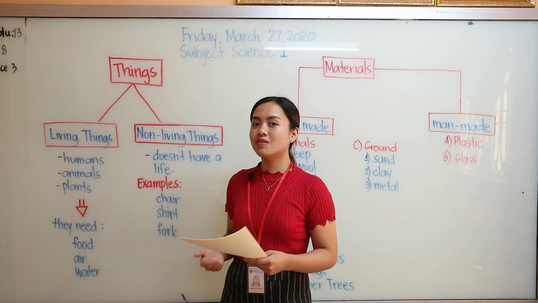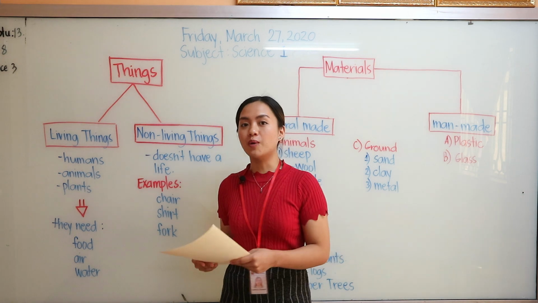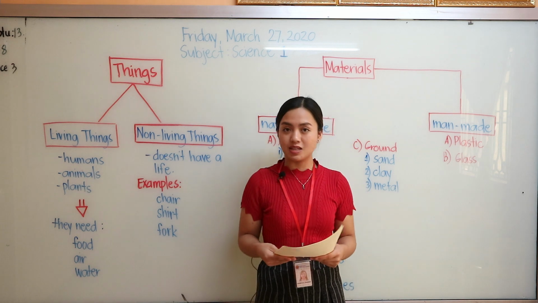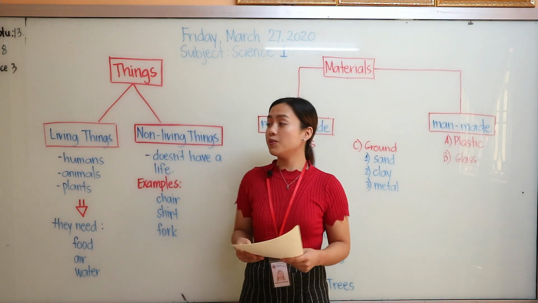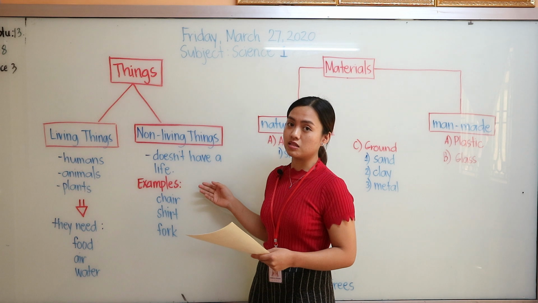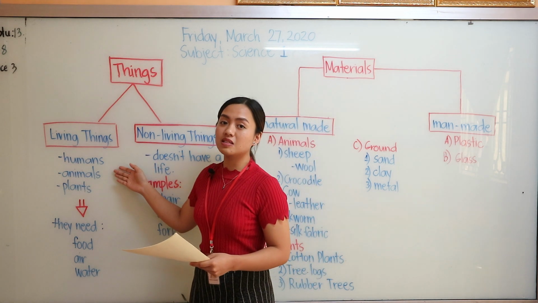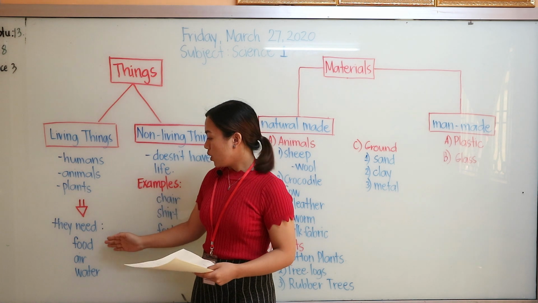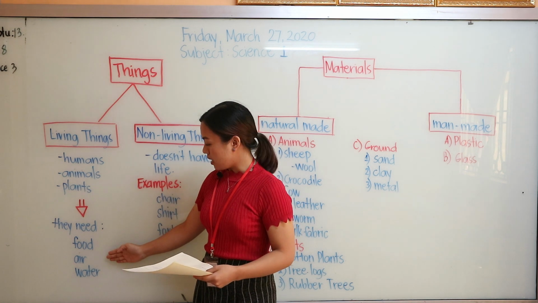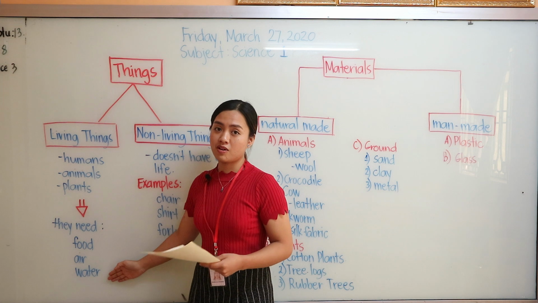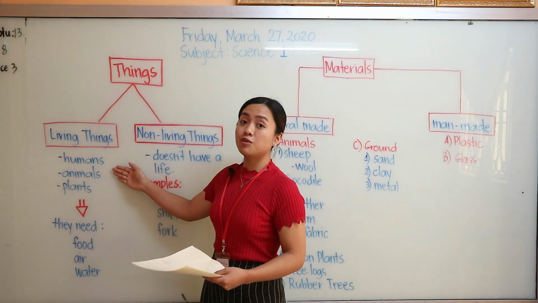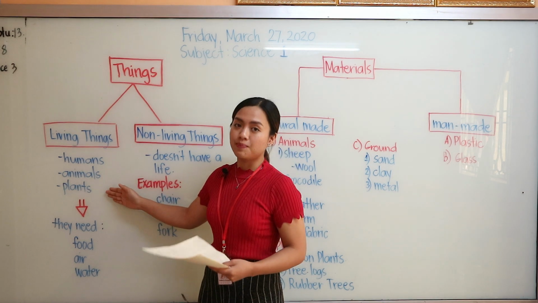Now let's have a quick review before we continue with our lesson. Now we said that there are two types of things. We have living things and we also have non-living things. Now living things are things that are alive. They are alive because they need food, they need air and water in order for them to stay alive. So examples we have here, humans, animals, and plants.